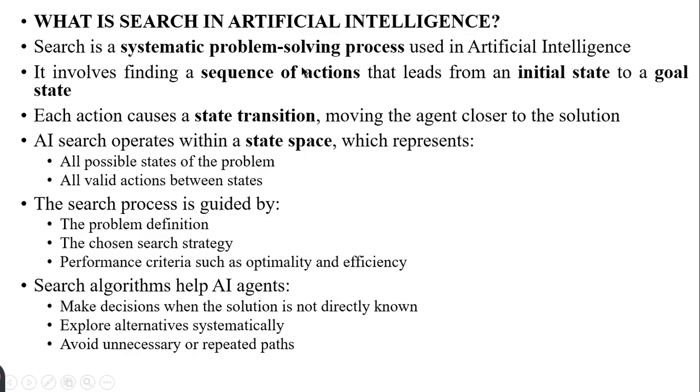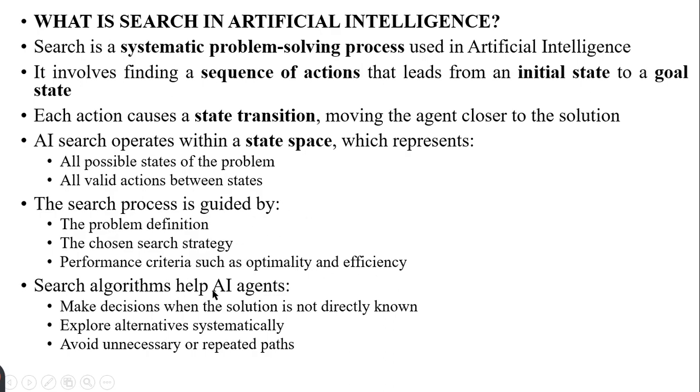Search is a systematic problem-solving process used in artificial intelligence. It involves finding a sequence of actions that leads from the initial state to the goal state. Each action causes a state transition, moving the agent closer to the solution. AI search operates with a state space, which represents all possible states of the problem and all valid actions between the states. The search process is guided by the problem-solving definition and chosen search strategies, with performance criteria such as optimality and efficiency in searching techniques.